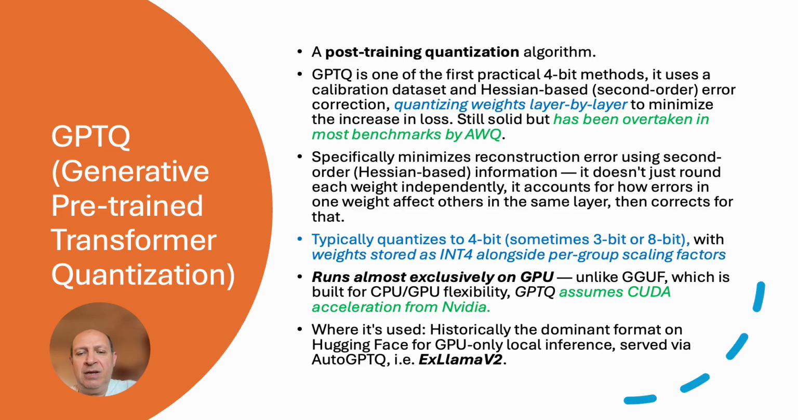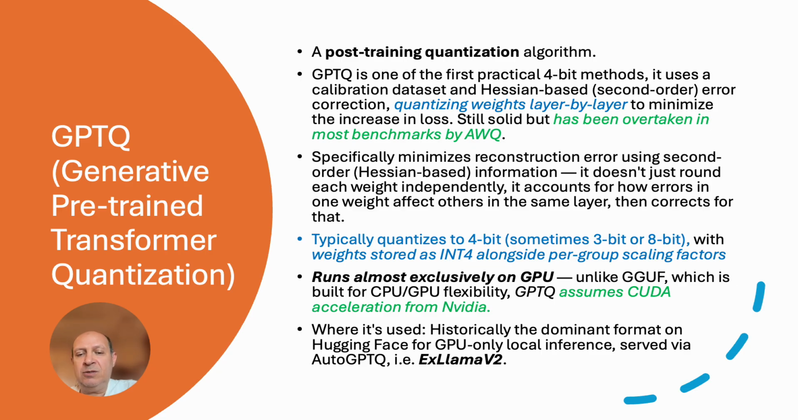GPTQ specifically minimizes the reconstruction error using second-order Hessian-based information. It does not just round each weight independently. Instead, it accounts for how errors in one weight can affect other weights in the same layer, then corrects that. GPTQ typically quantizes into 4 bits, sometimes 3 bits or 8 bits, with weights stored as int4, alongside the per-group scaling factor, which we discussed earlier. The scaling factor, remember that?